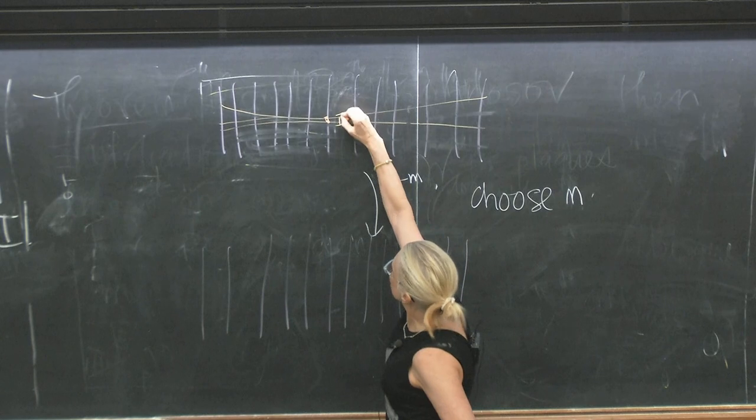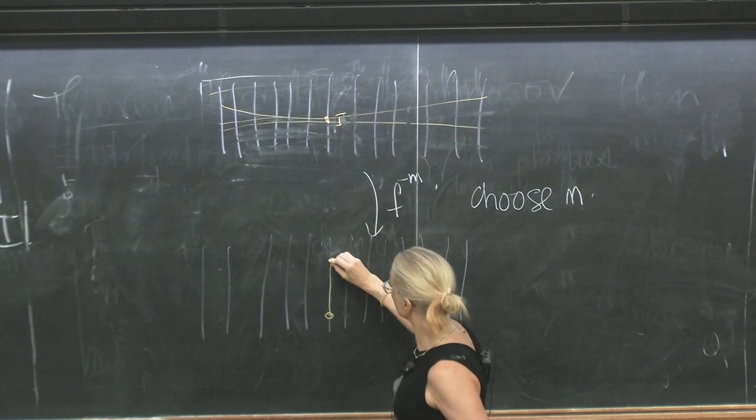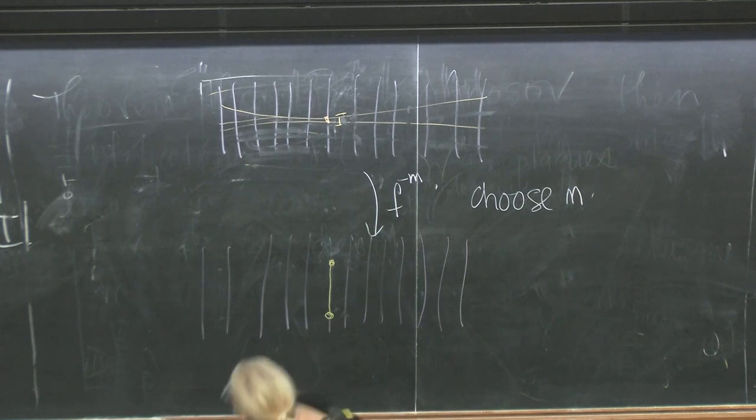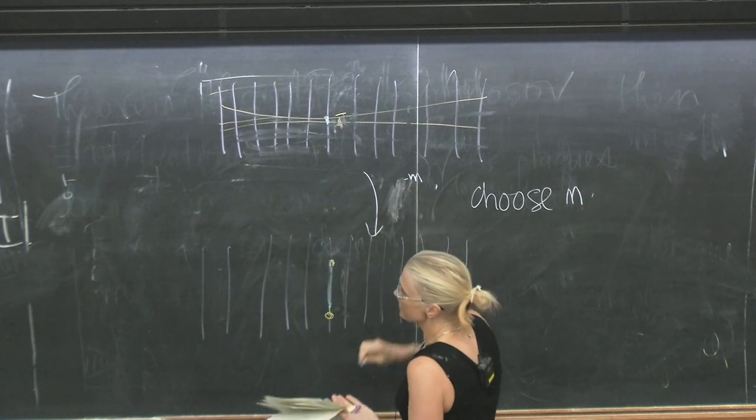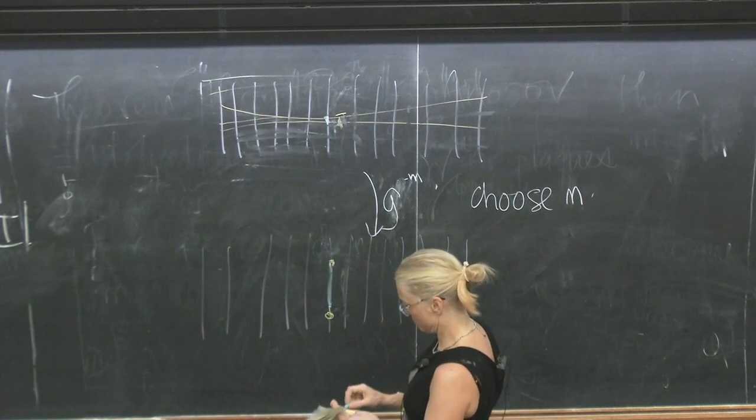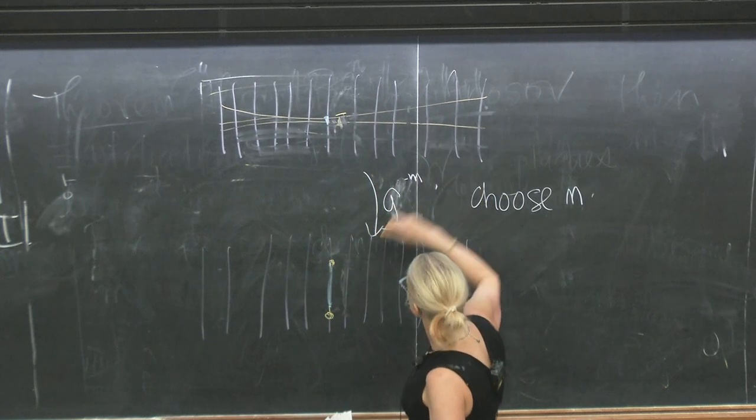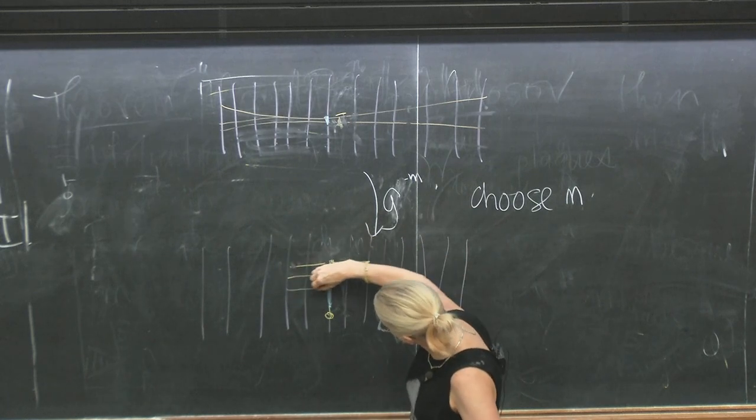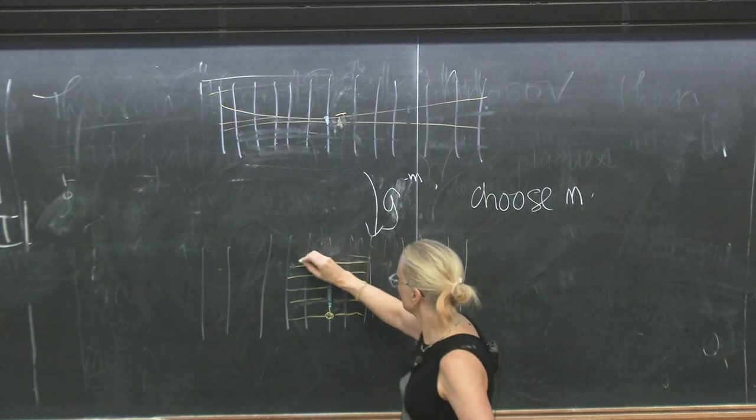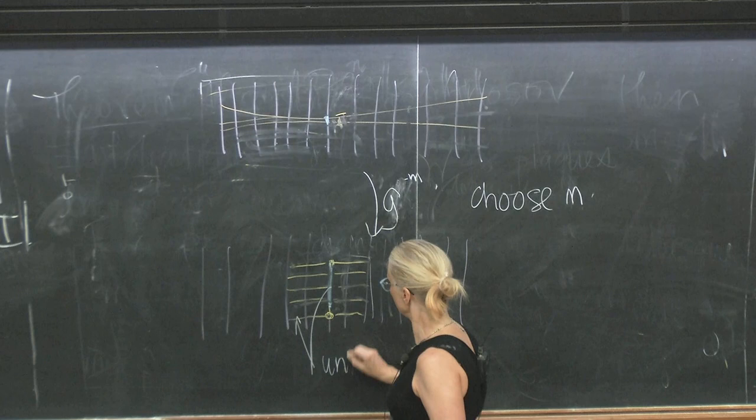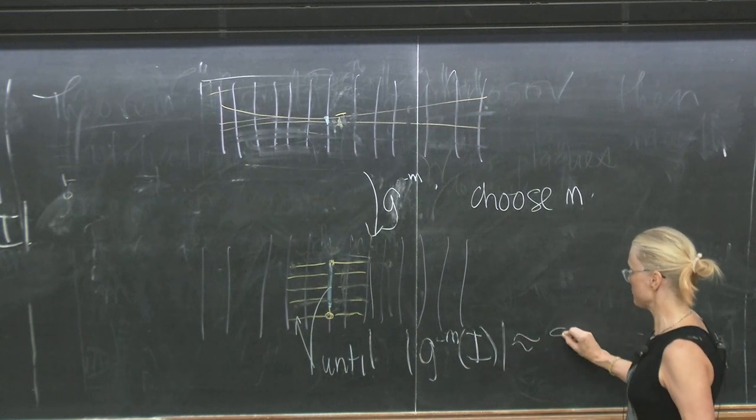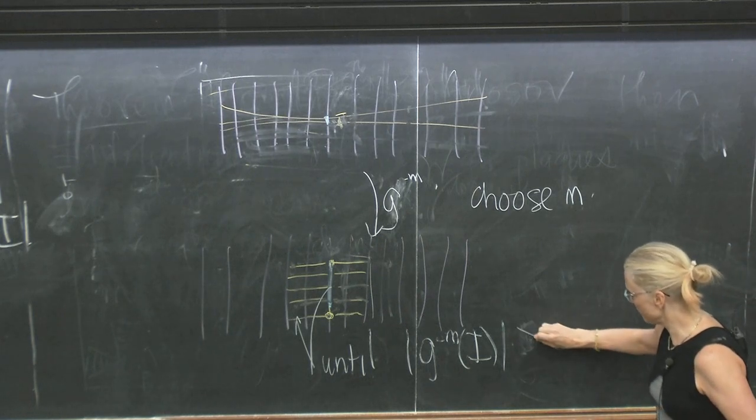so that when I look at this little I, after M iterates, this length, oops, wrong color. This should all be G to the minus M, not F to the minus M, all of this. Okay. This length, these get very short. I want this length and this length to be approximately the same, and on the order of epsilon. So iterate until the length of g to the minus m of I is approximately epsilon, where epsilon is fixed.